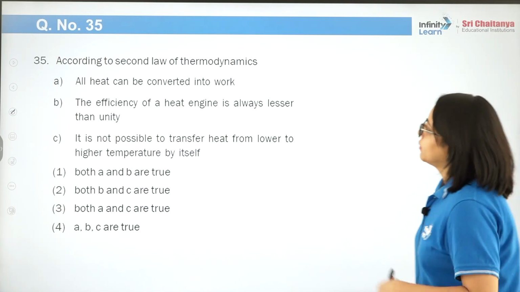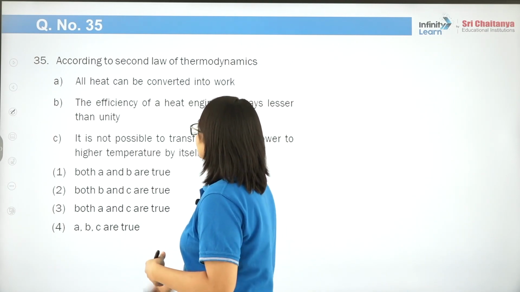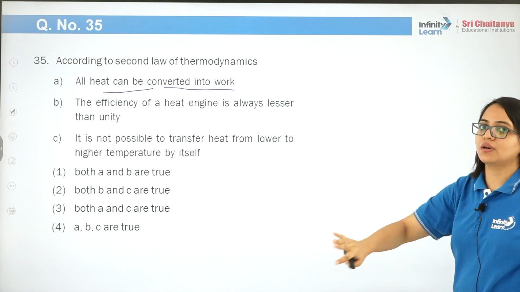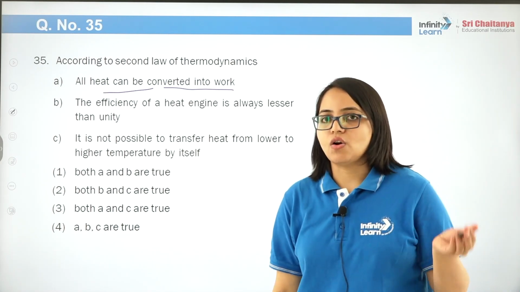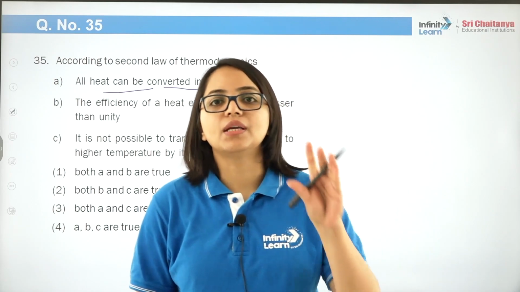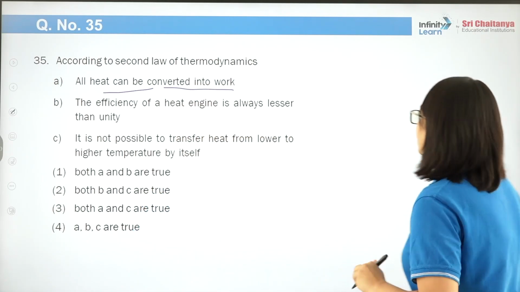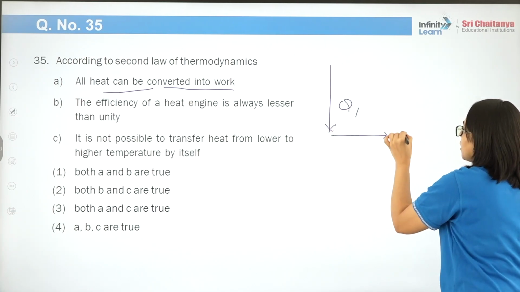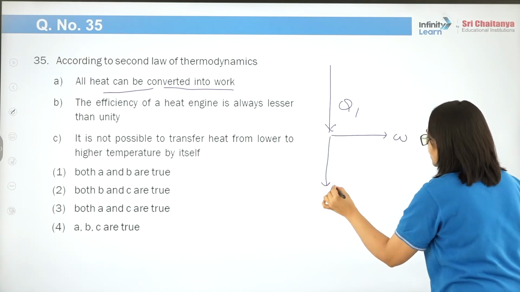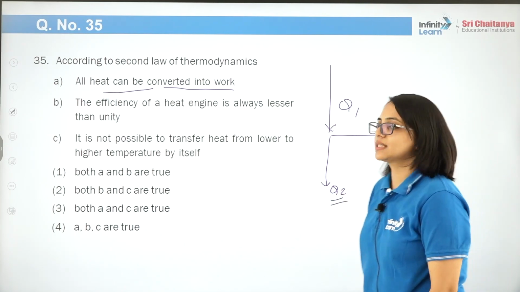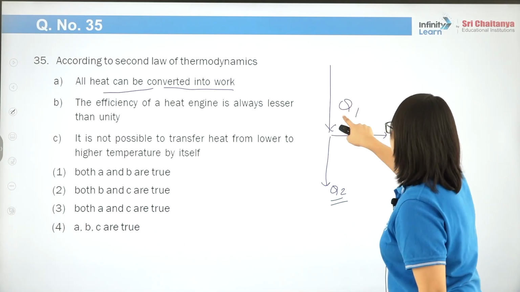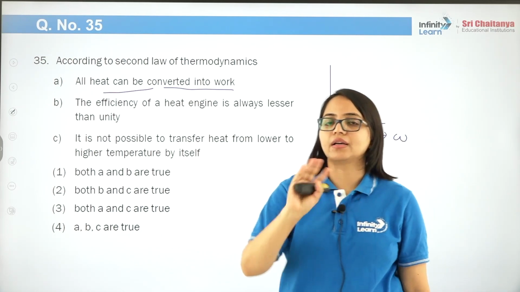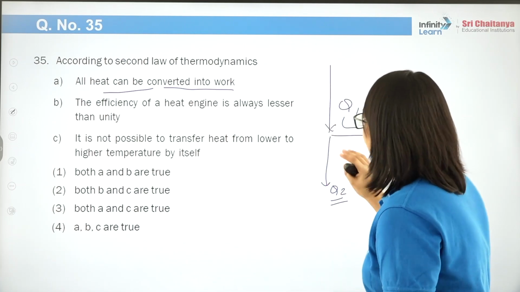Next is question number 35. According to the second law of thermodynamics, can all heat be converted into work? No. According to the second law of thermodynamics, the efficiency of any engine cannot be unity, cannot be 100%, right? If you are extracting some heat from the source, then some work will be done and the remaining amount will be rejected to the sink. There is no way in which you can convert Q1 into mechanical work completely. So the first statement is wrong.